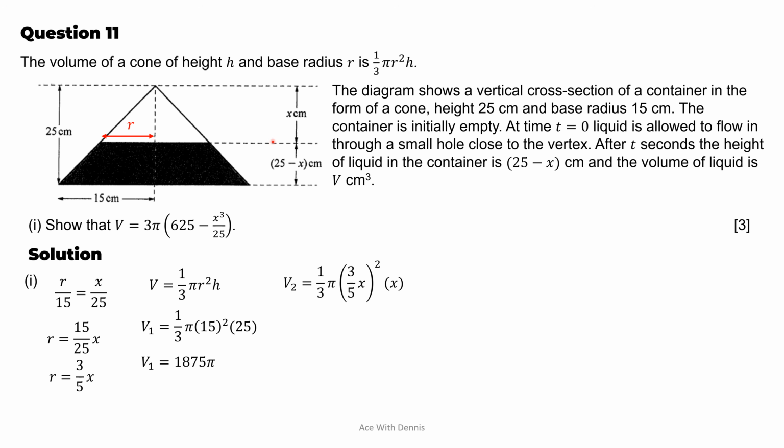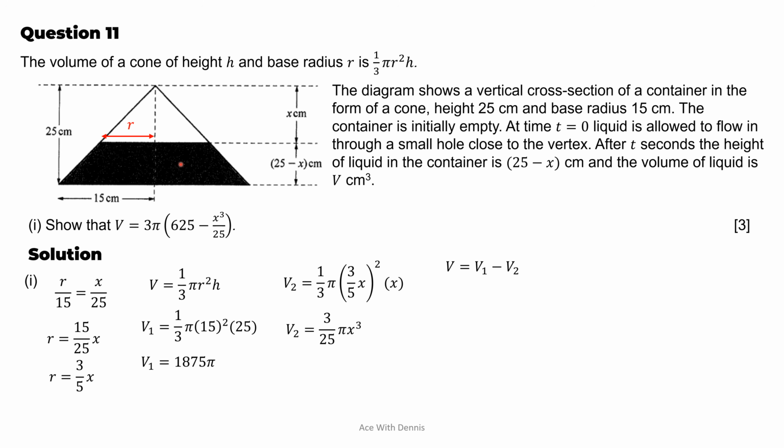Then we move on to find V2, which is the volume of the smaller cone, 1/3 pi r squared h. The r is 3/5 x, then squared. The x will be the height of this cone. Then we simplify. We get V2 equals 3/25 pi x cubed.